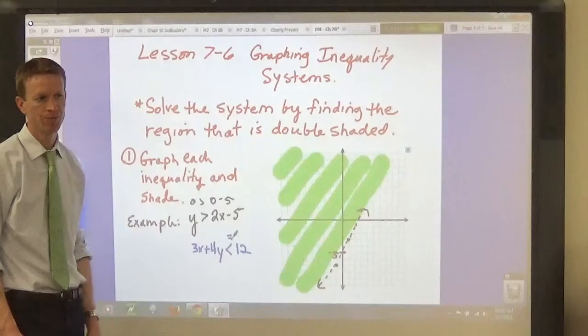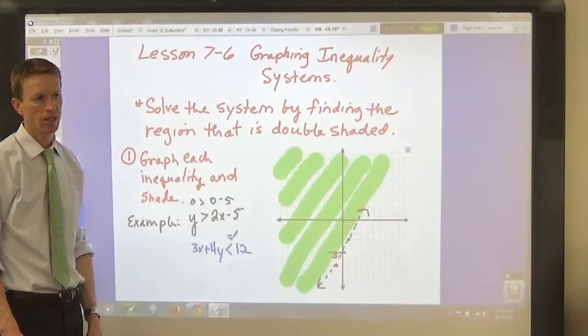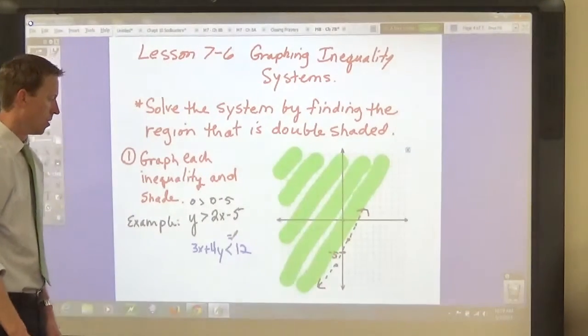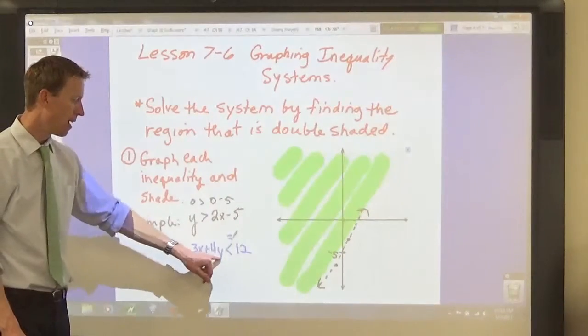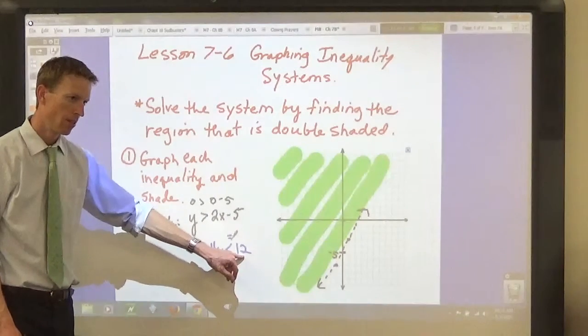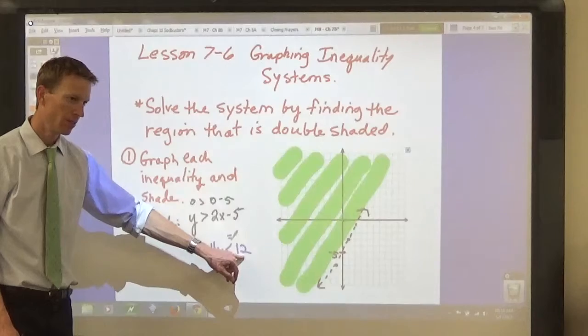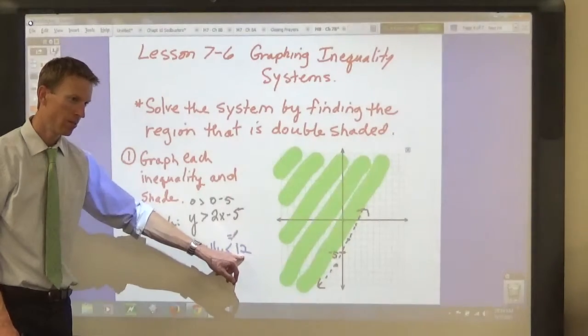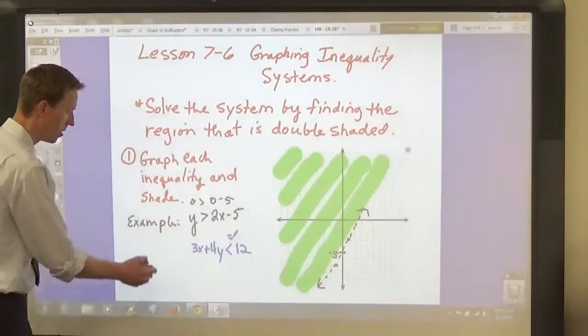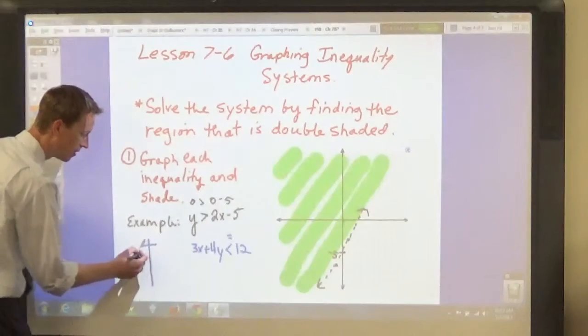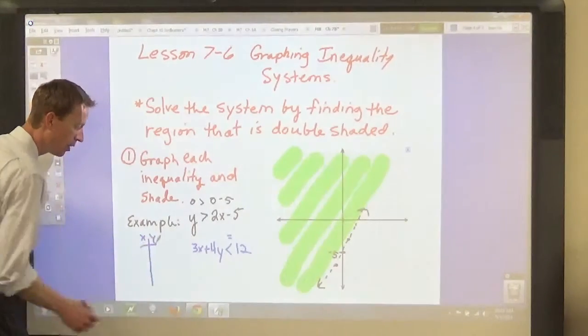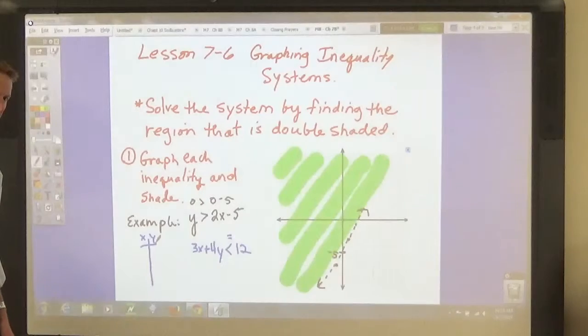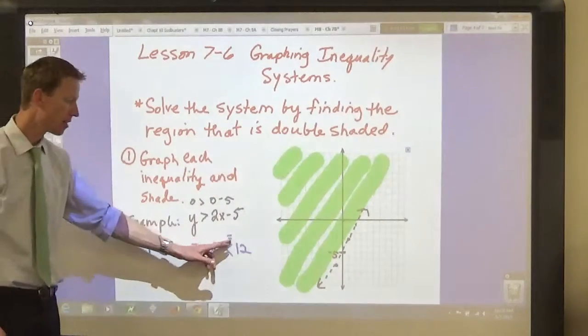Sam? Put zeros in place of the x and y. Okay, but then we'd have to find something that's equal to 12. Right? So, remember, if we're using this method to graph it, then we have to treat this like an equal sign.